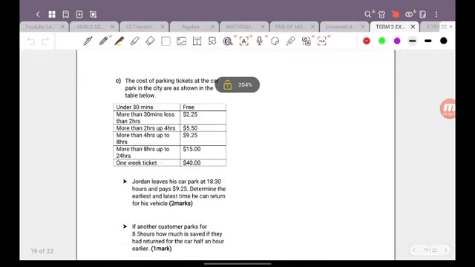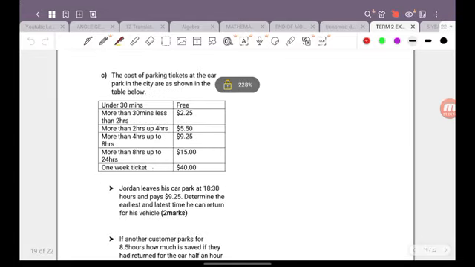We are looking at a table. This is coming from, I believe this was a 2004 question. I don't quite remember, but let's have a look here. The cost of parking tickets at a car park in the city are as shown in the table below. Now, if you park your car under 30 minutes, you are going to get it for free. But the moment you go over 30 minutes, but less than 2 hours, you'll be charged $2.25 once you're stuck between 30 minutes and 2 hours of parking.